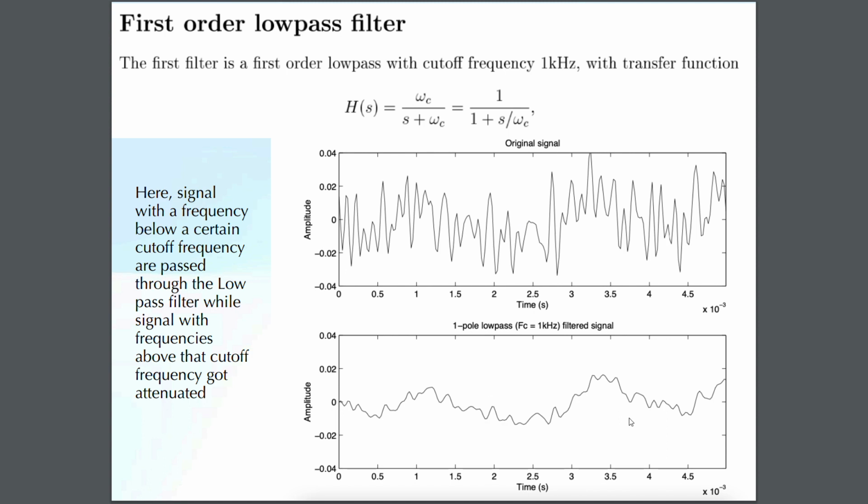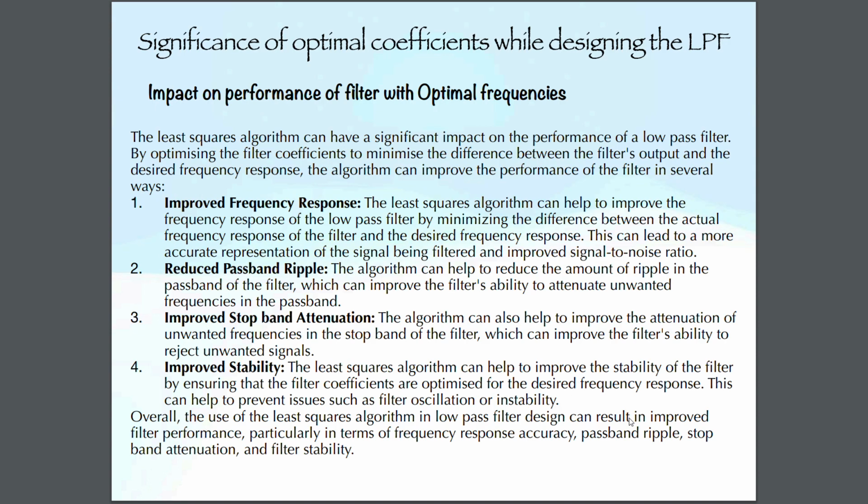Now, the significance of optimal coefficients while designing the low pass filter: the impact on the performance of the filter with the optimal frequencies. Why are we using this least square algorithm to find optimized filter coefficients, and giving these optimal coefficients to the low pass filter? Why are we doing all this? Now, let's know about this.